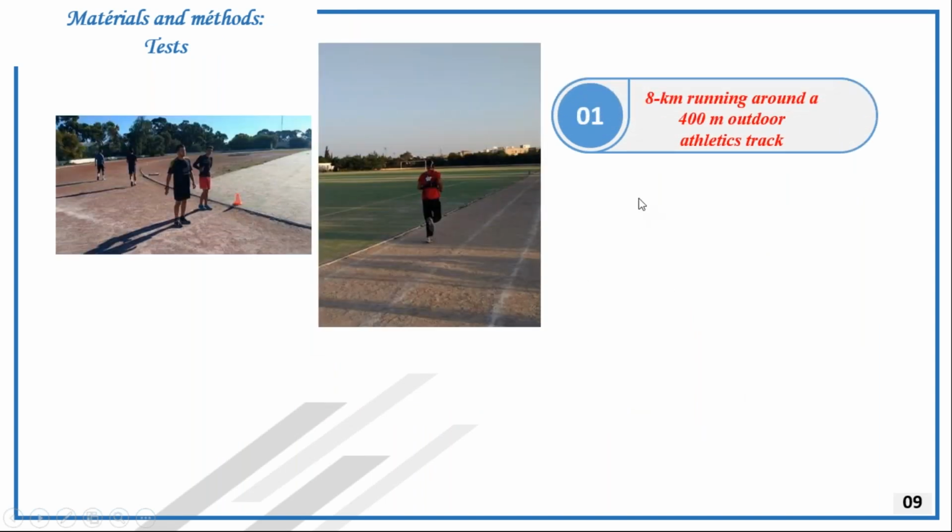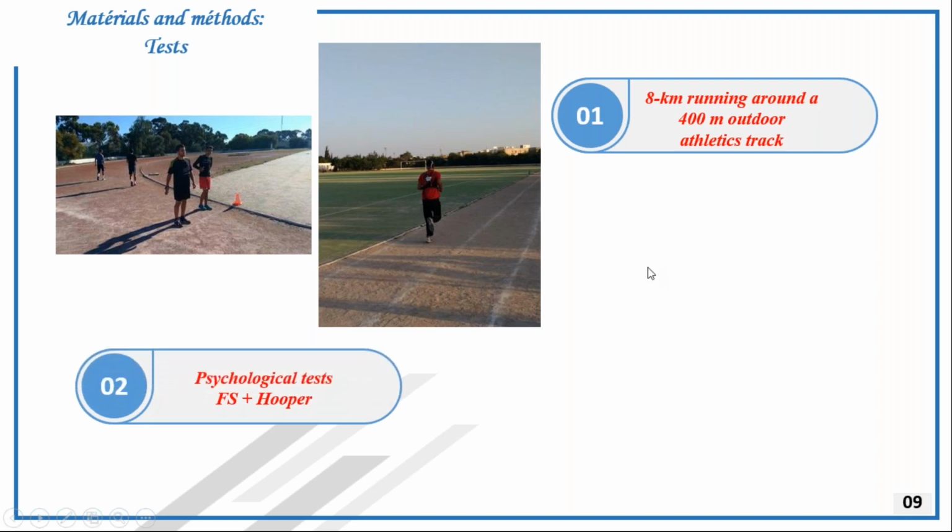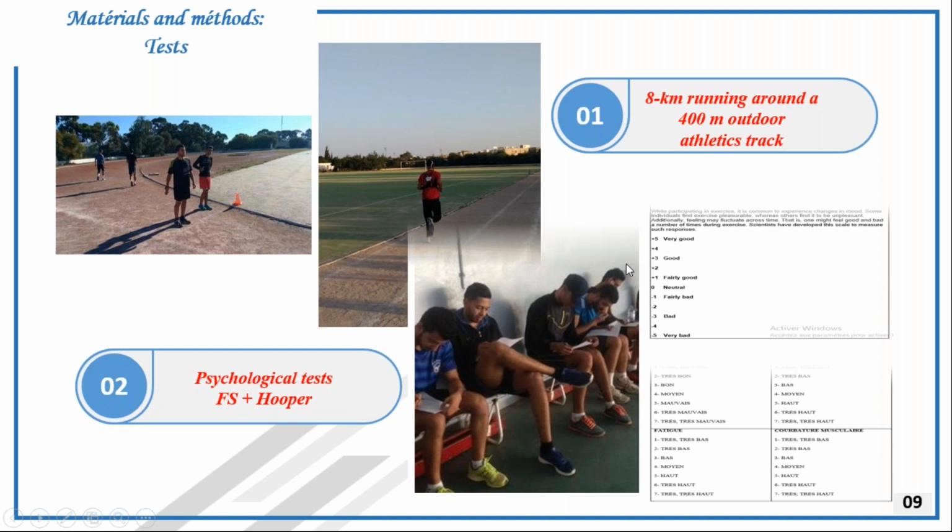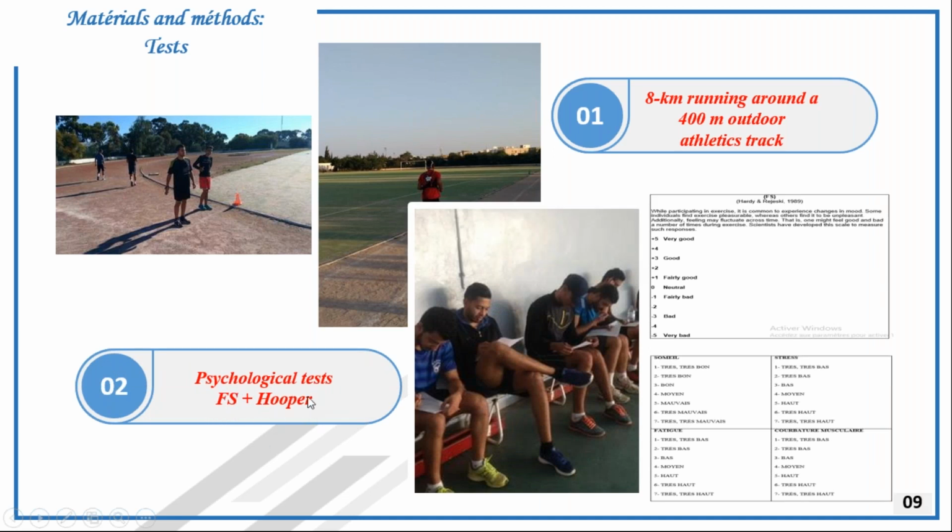The tests used in this study, we have firstly the 8-kilometer running around the 400-meter outdoor athletic track of the university. The second tests after the run, we have 2 tests. We have the feeling scale tests, FS, and the Hooper test. For the feeling scale tests, participants will fill in a paper giving their feeling after the running. And for the Hooper tests, they give a subjective evaluation of the run, about sleeping, about the stress, about the fatigue, and about the pain.